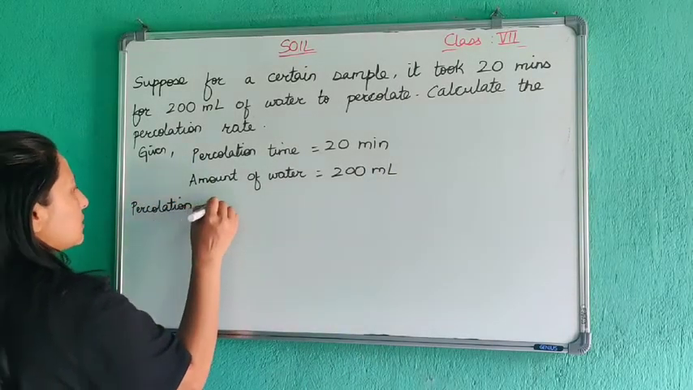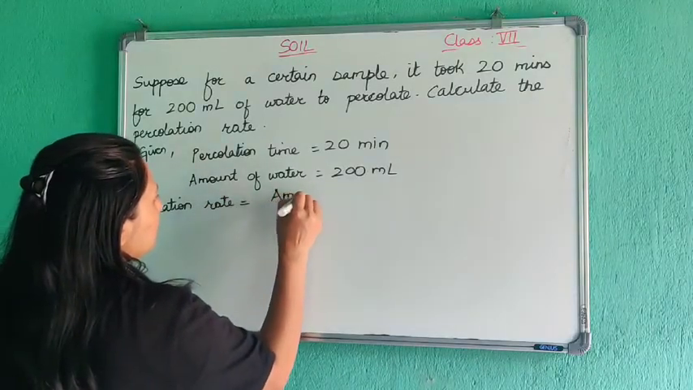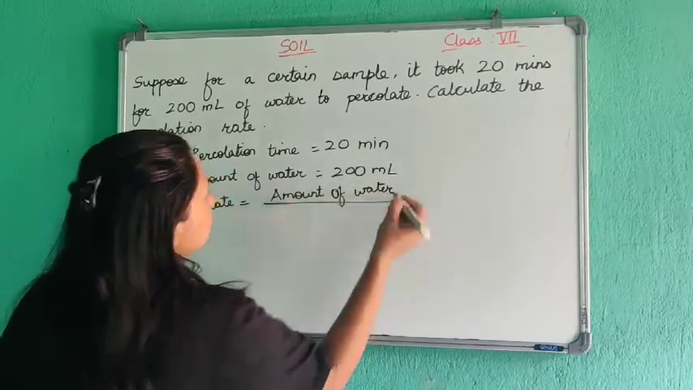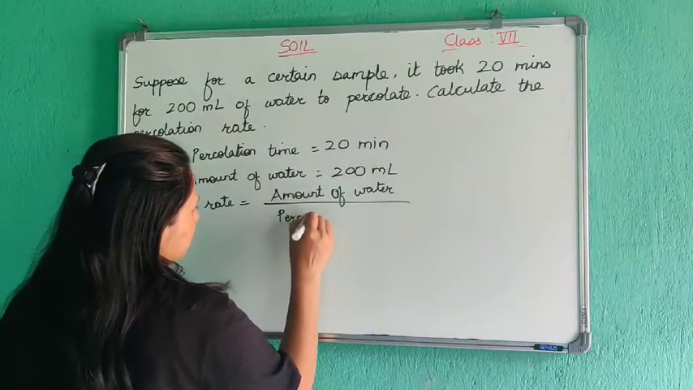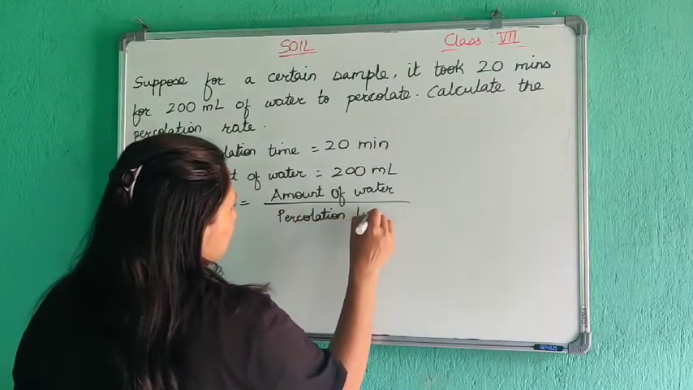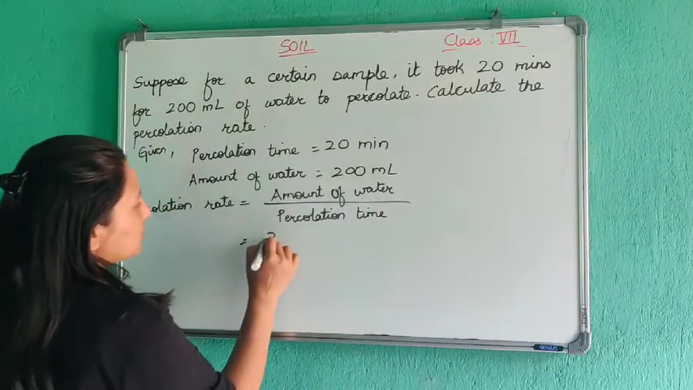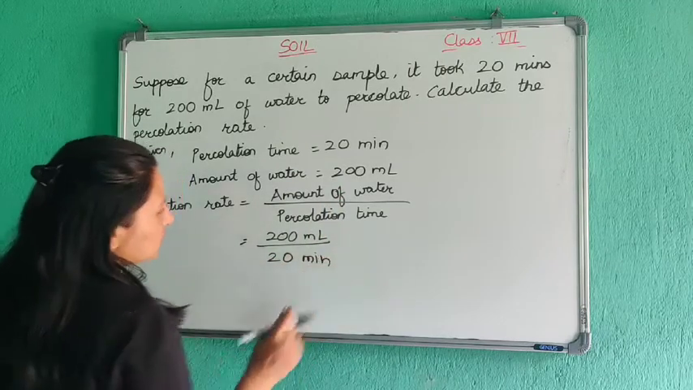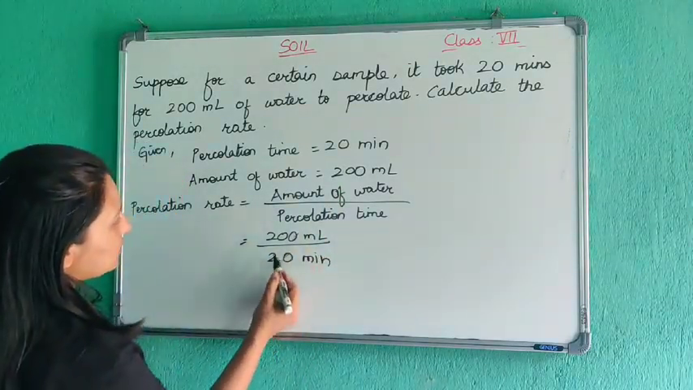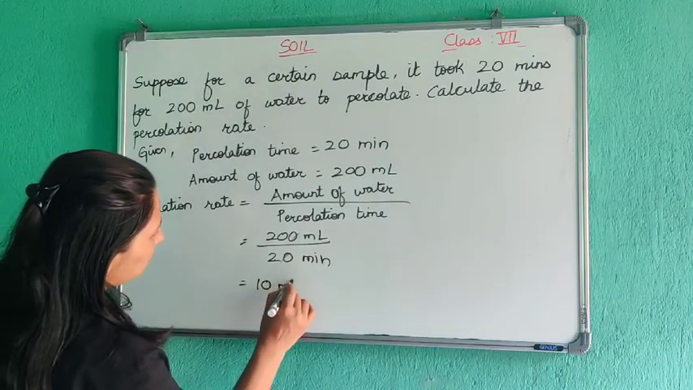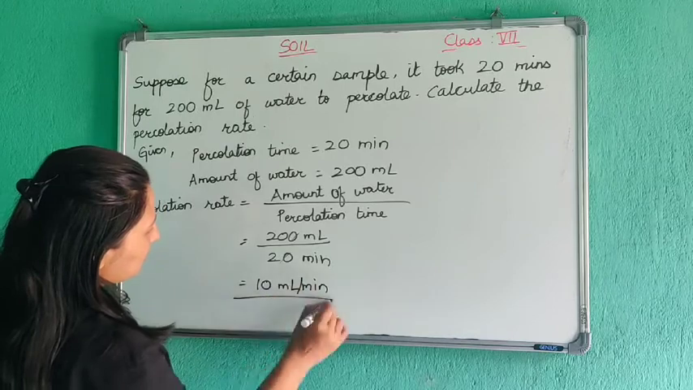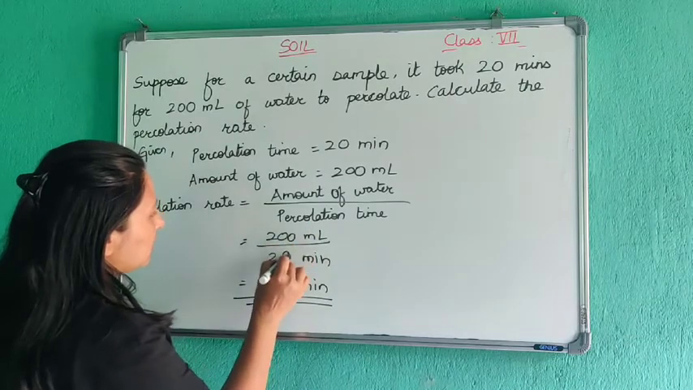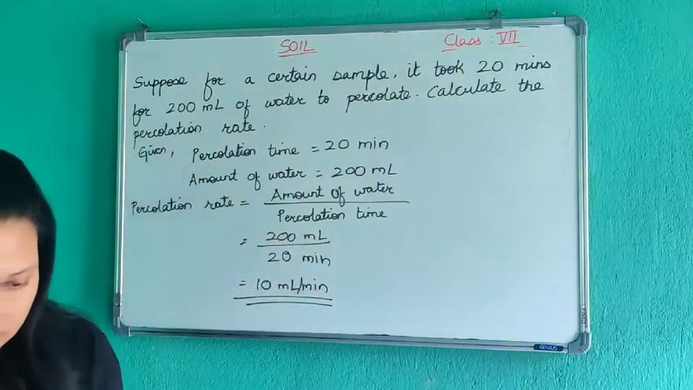So we have to calculate the percolation rate. Percolation rate is equal to amount of water divided by the percolation time. So this was the formula. How much is the amount of water? 200 milliliter. What is the percolation time? 20 minutes. So on simplifying, the zeros cancel, 2 into 10 is 20. So how much is it? 10 milliliter per minute. Okay, so in this way the percolation rate can be calculated.